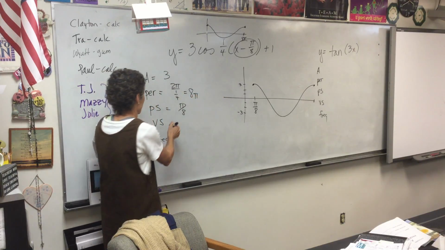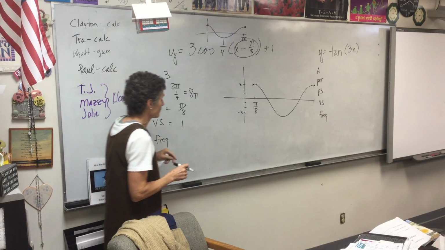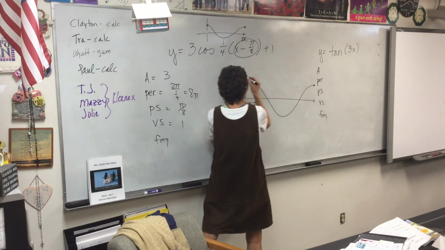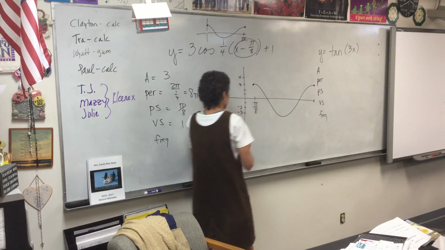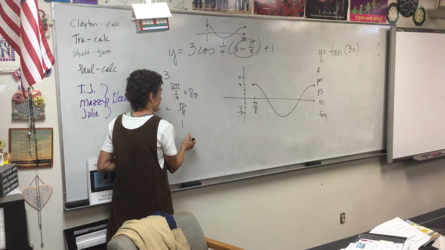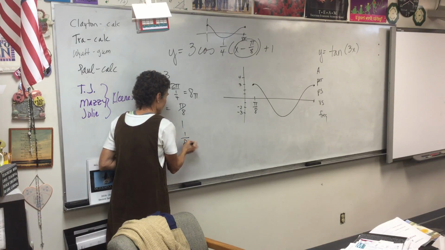Vertical shift? Up 1. I didn't do that yet, but when I'm done here, my last step, I'm going to take this picture and lift it up 1. So everything's going to go up 1 unit. And what's my frequency? 1/4 over 2 pi. Let's just reciprocal this. 1 over 8 pi.